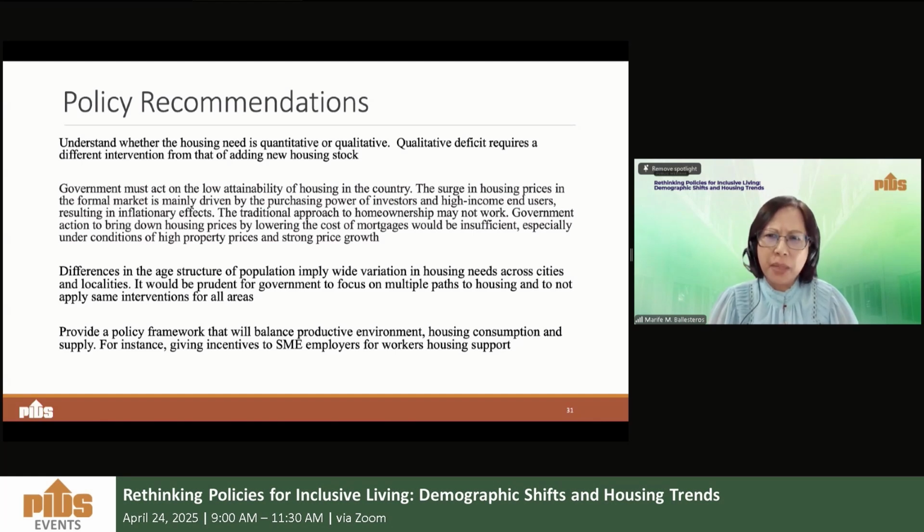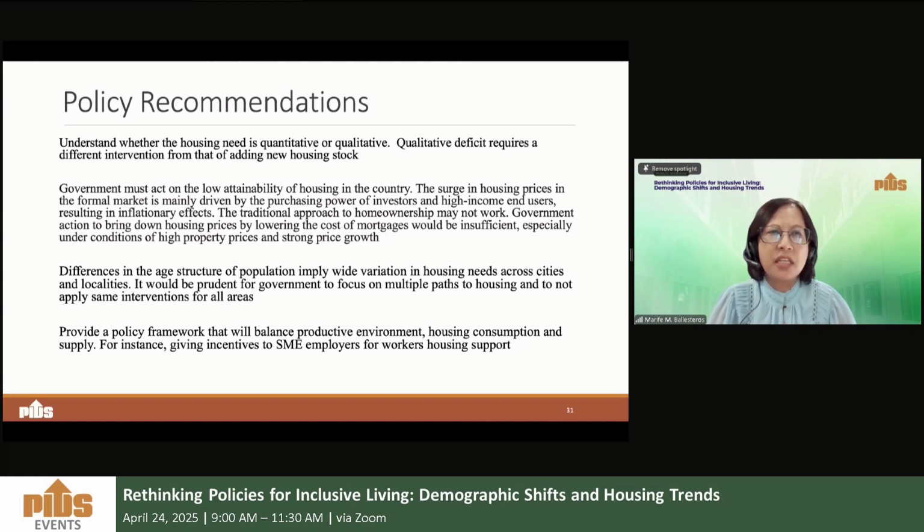So when I say qualitative, maybe what we need is to look at urban renewal programs. There are a lot already of CMPs around, but still it's not well developed, and it could actually be developed so that they can further accommodate more housing. Or maybe what we need is better estate management. So have we really considered these options beyond just producing housing? The second point is that government really has to address low attainability of housing in the country. That actually we have one of the lowest.